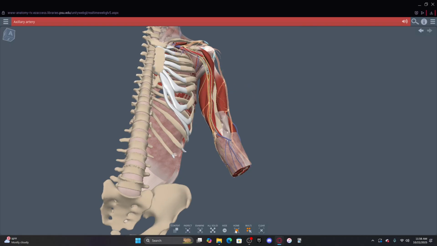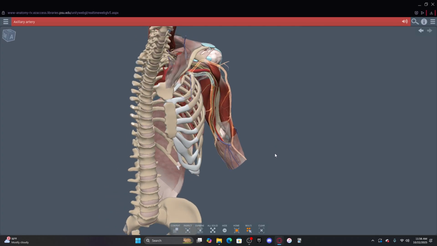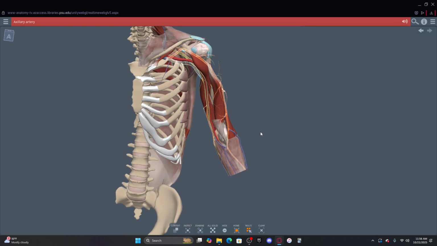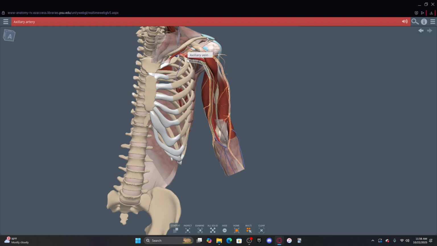Okay, so now that we have that, I'm going to show you the deep brachial artery and vein. Right, so remember, axillary vein gives off a branch to form the cephalic vein, and then our axillary vein splits later on to form our basilic and our brachial. Our axillary artery just continues on to form our brachial artery. And we have our median cubital vein, which is the connection point in between the cephalic vein and the basilic vein.